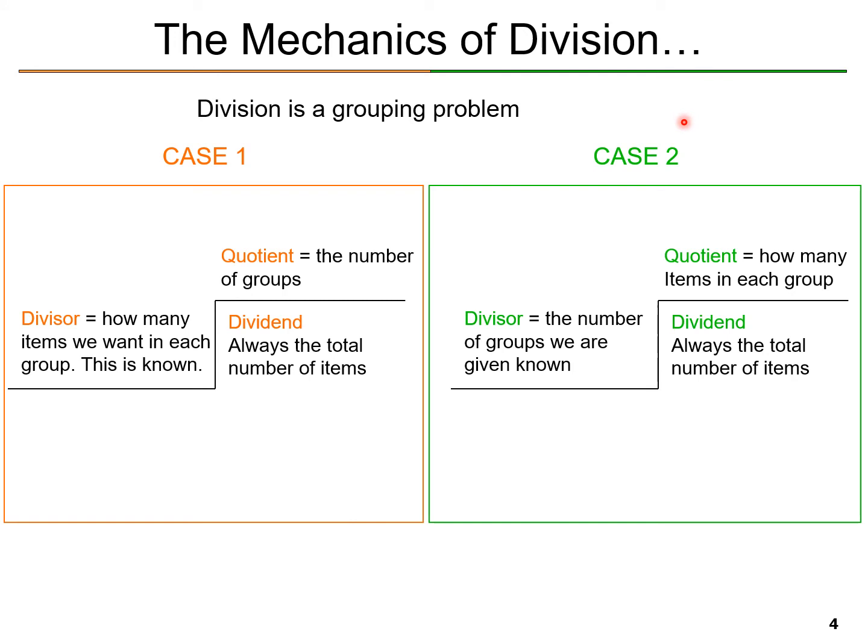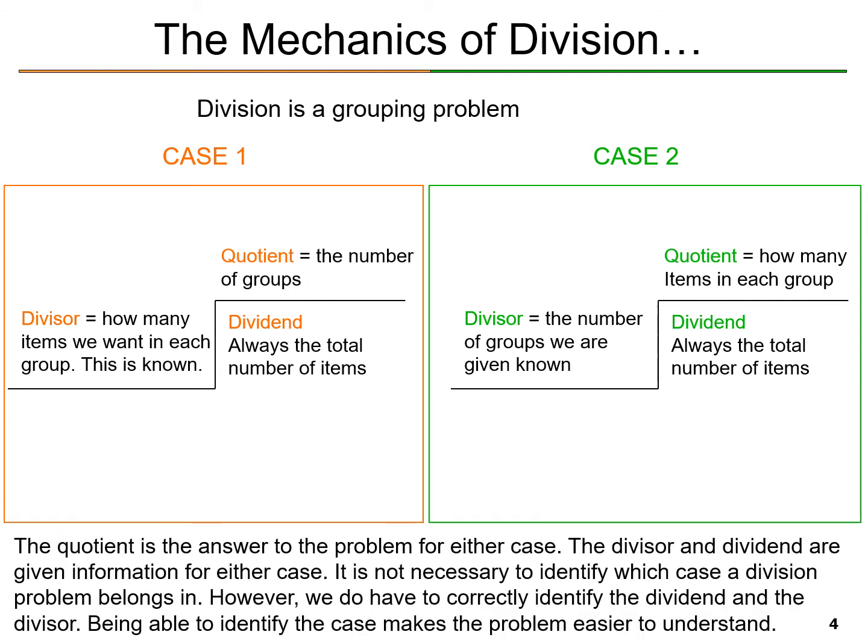In case two, again, the dividend is always the total number of items, but this time the divisor is the number of groups that we are given, as opposed to how many items we want in each group. And the quotient this time is how many items are going to be in each group, as opposed to the number of groups.